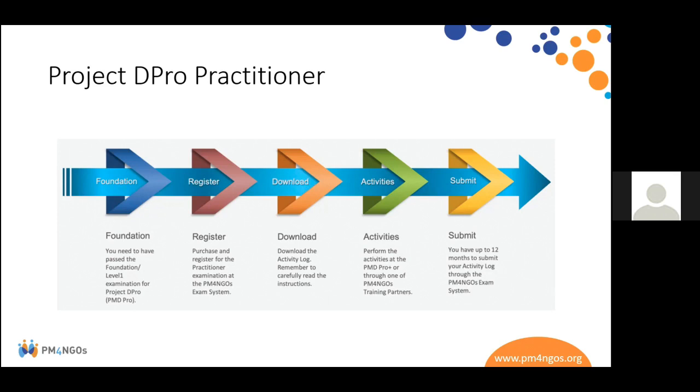Kazi is also asking what the cost is to get support from a trainer. That, Kazi, we do not know. All PM4NGOs training partners are independent organizations, and they offer different services, different levels of mentoring, and different levels of support. So they are free to decide their fee depending on what they offer. There is a directory on the PM4NGOs website where you can see all the training partners per country. You will see which ones offer the practitioner level or which ones only offer the foundation. Our suggestion is that you contact them.